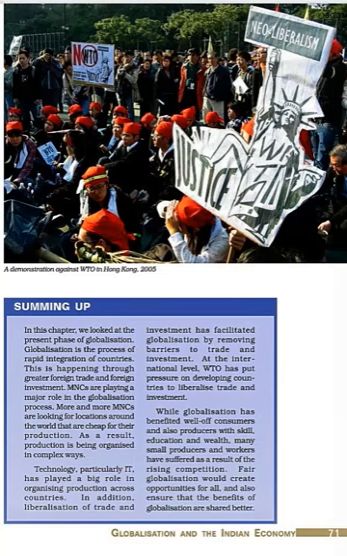Now, students, summing up the chapter here. So now the fight is against neoliberalism. The campaigns are being launched against neoliberalism, that is a political approach that favors free market, capitalism, deregulation, and reduction in government spending. So in this chapter, we looked at the present phase of globalization.